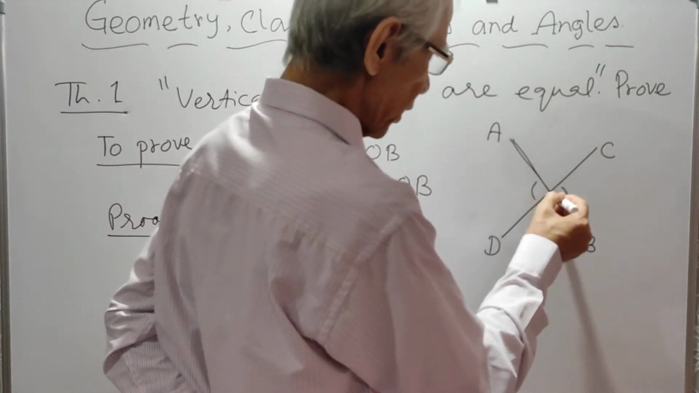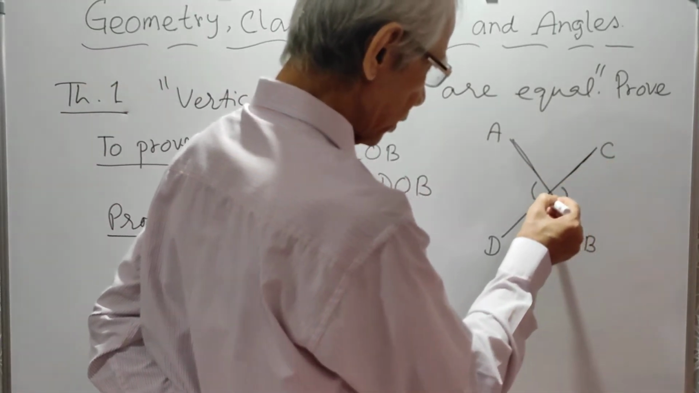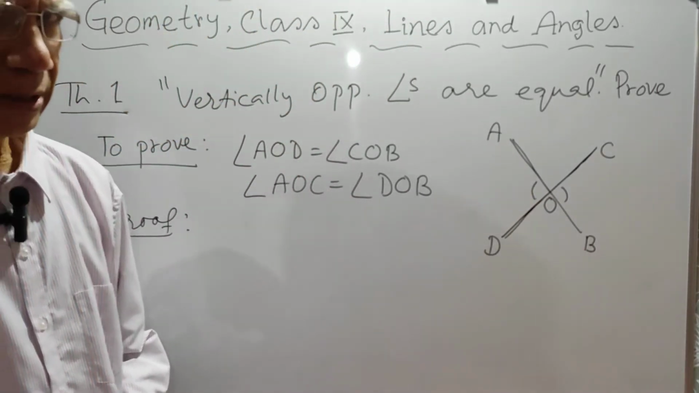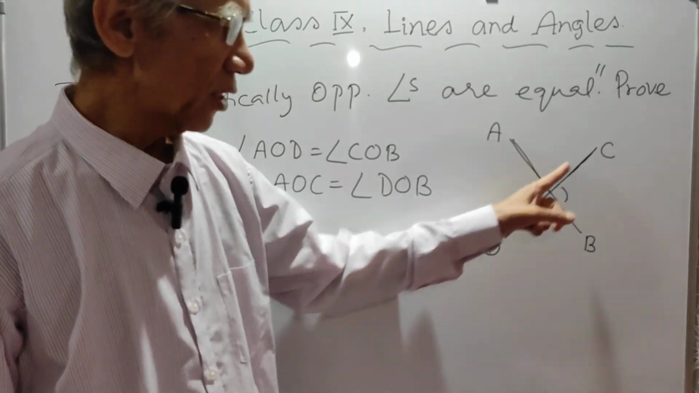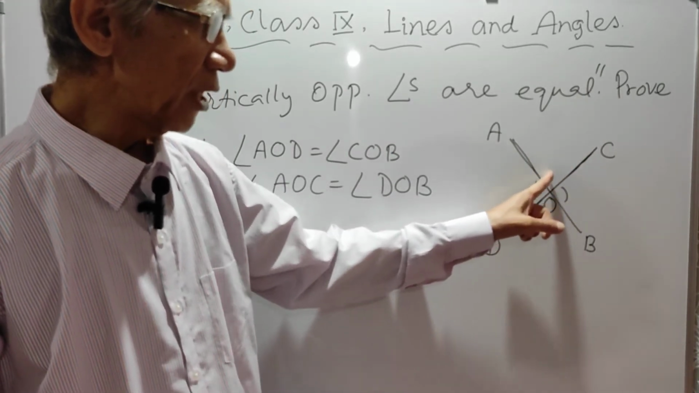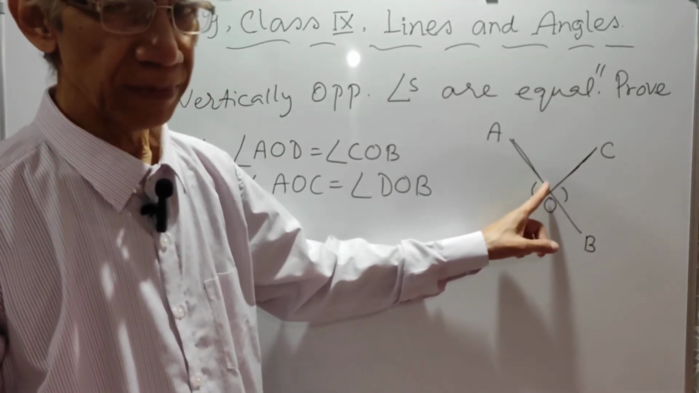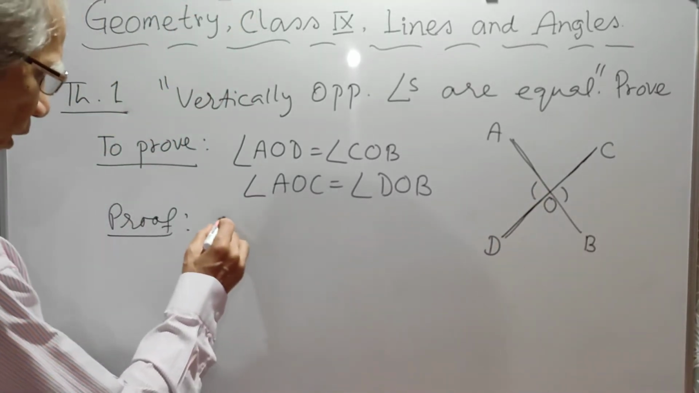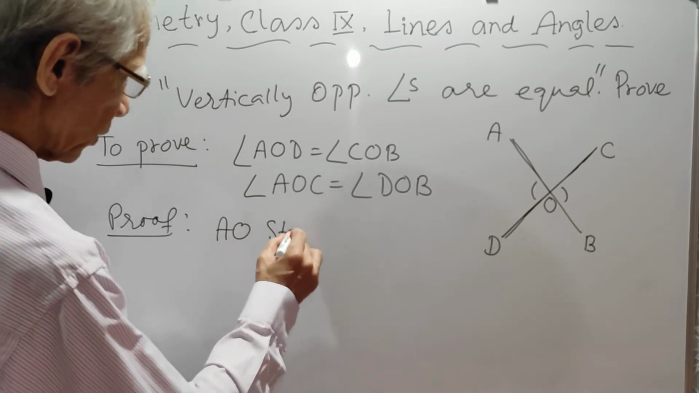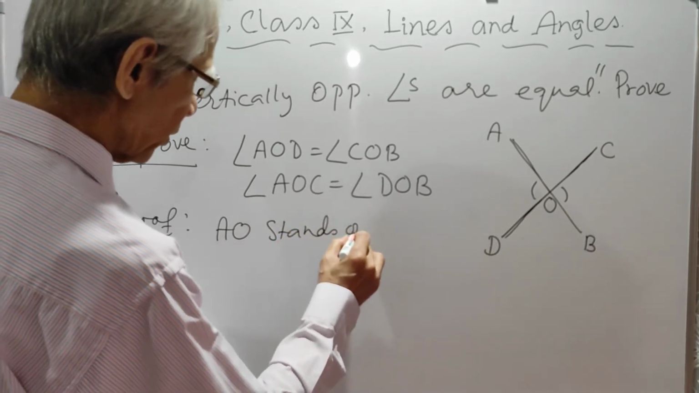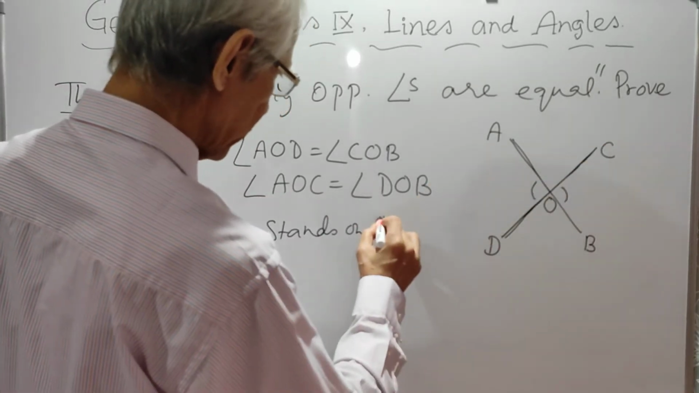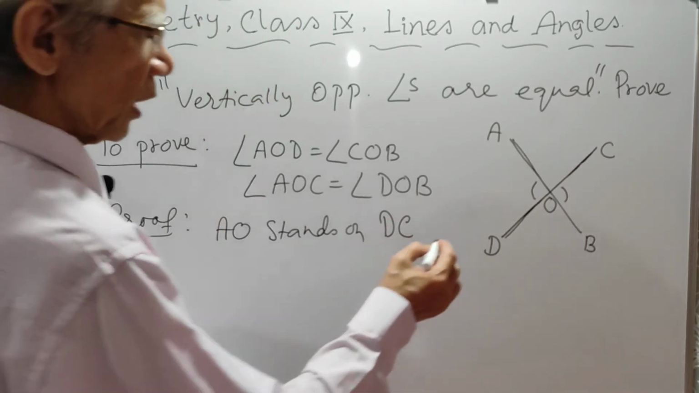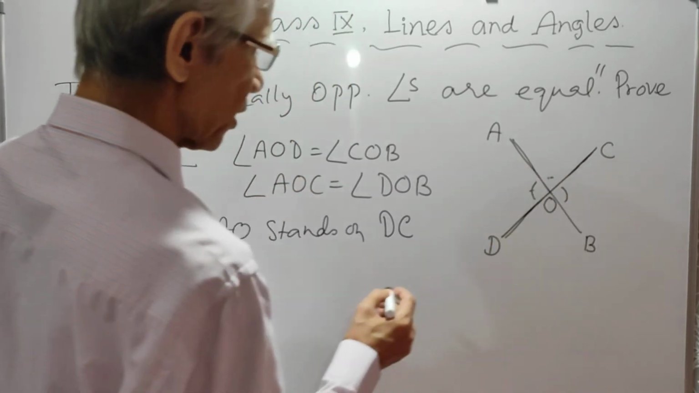Now AO is a straight line which stands on DC. So we are going to use axiom 1. When a straight line stands on another straight line, they form a linear pair and their sum is 180 degrees. So AO stands on DC. Therefore, according to axiom 1, these two are a linear pair. Their sum is 180 degrees.